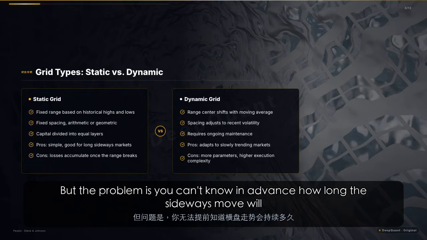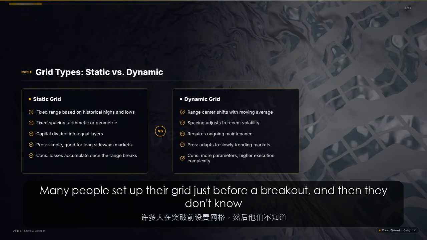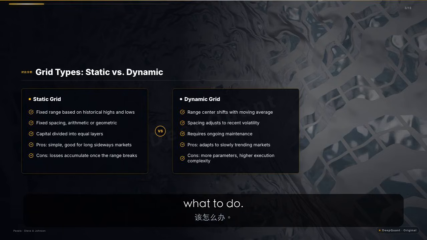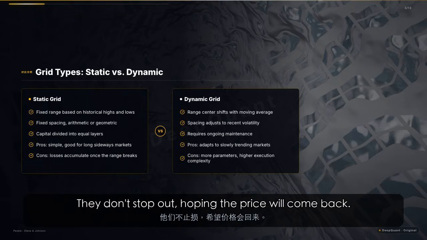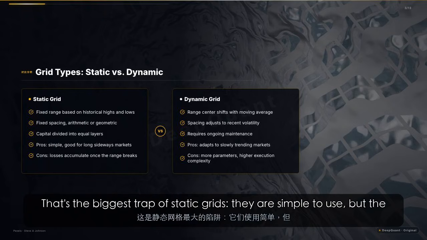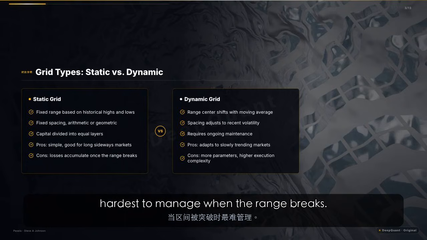But the problem is you can't know in advance how long the sideways move will last. Many people set up their grid just before a breakout, and then they don't know what to do. They don't stop out, hoping the price will come back. That's the biggest trap of static grids. They are simple to use, but the hardest to manage when the range breaks.